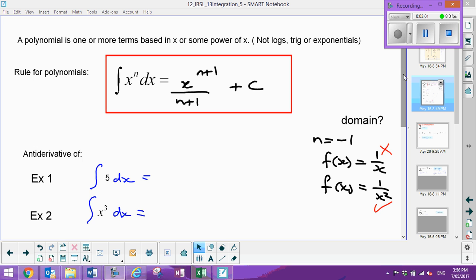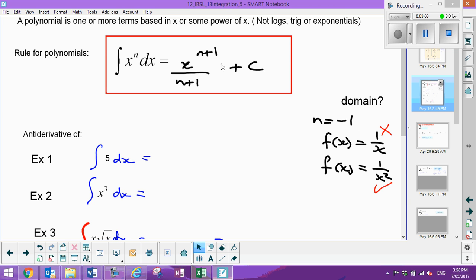The domain for n, we can have any values for n except when n is minus 1. Because if we go minus 1 plus 1 gives us 0, that's okay, but 0 in a denominator is not okay. So we can't use that rule when our function is 1 on x. If it's 1 on x squared, we're okay, but not 1 on x.